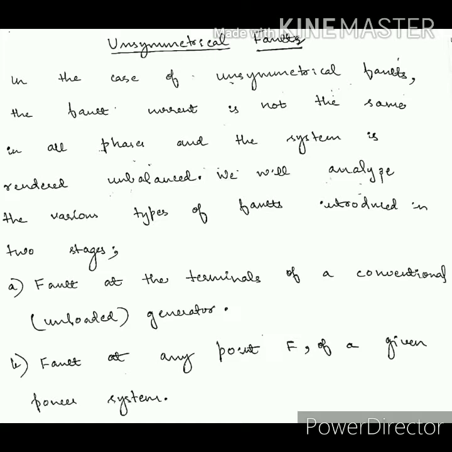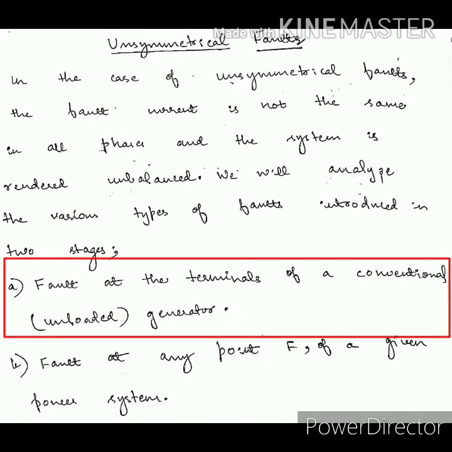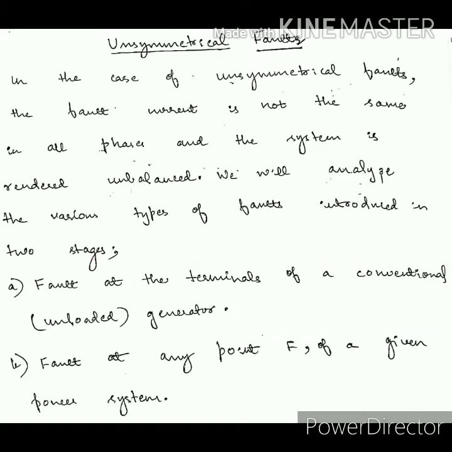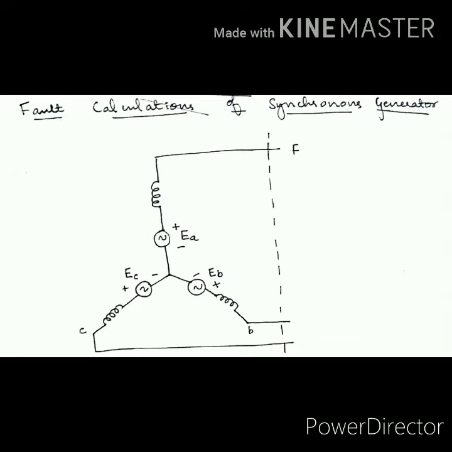Therefore, a simple approach is to use the method of symmetrical components and sequence networks for determining voltages and currents in all the parts of the system after the fault occurs. So we will analyze the various types of unsymmetrical faults. Here the analysis is introduced in two stages. The first one is a fault at the terminals of a conventional generator, and the second is a fault at any point F of a given power system. So now we will see the fault calculations of a synchronous generator.